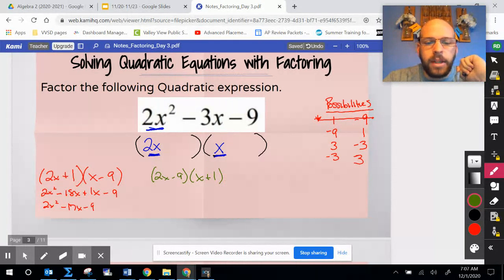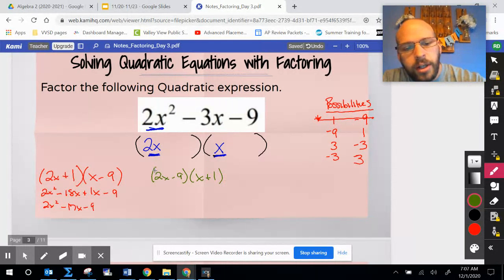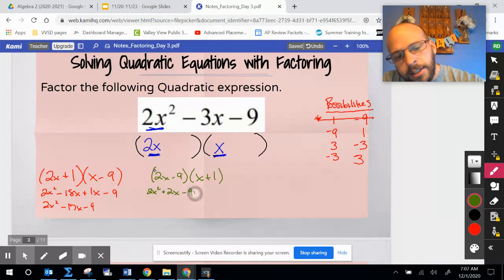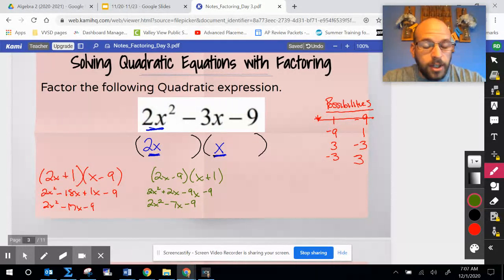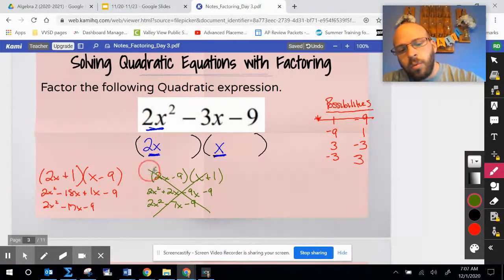So if I flip-flop the 9 and the 1 around, does it work? So 2x times x is a 2x squared. 2x times 1 is 2x. Negative 9 times x is a negative 9x. And negative 9 times 1 is a negative 9. If I combine those terms in the middle, that gives me a negative 6x. I'm sorry, 7x. And that, again, does not work.